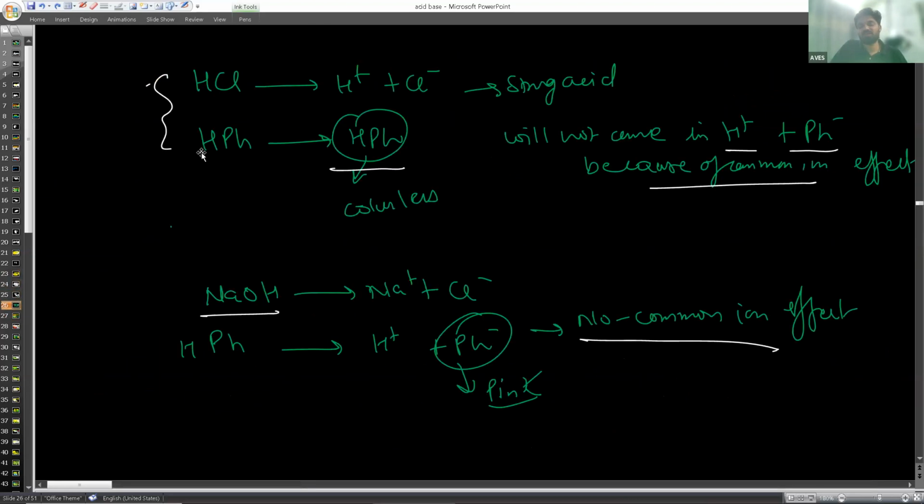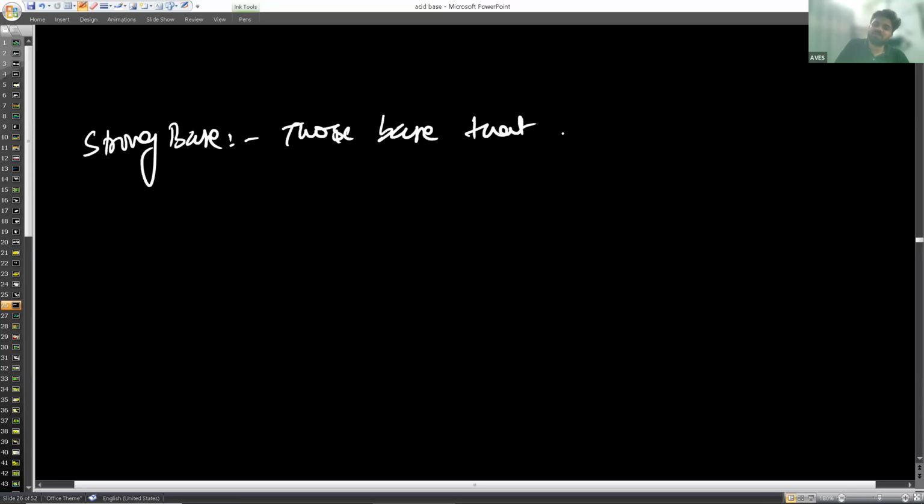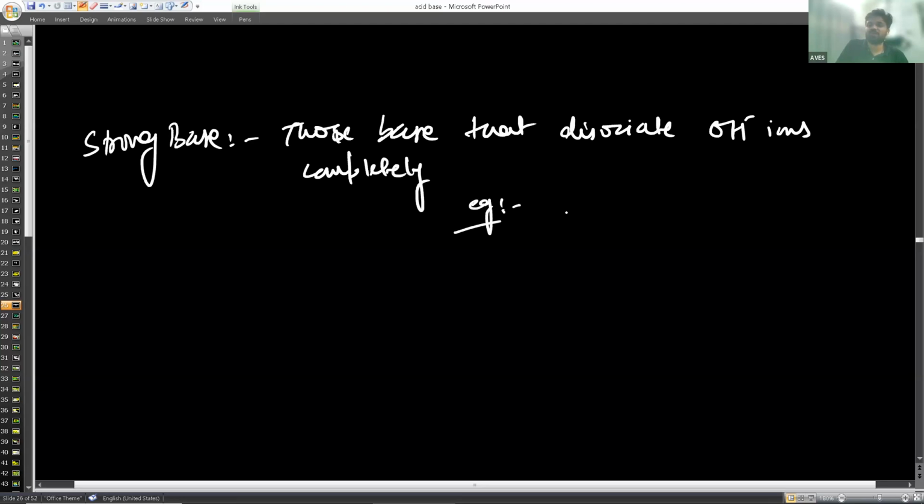Now similarly, write for the bases also. What are a strong base and a weak base? Strong bases are those bases that dissociate OH negative ions completely. Examples: NaOH, KOH.